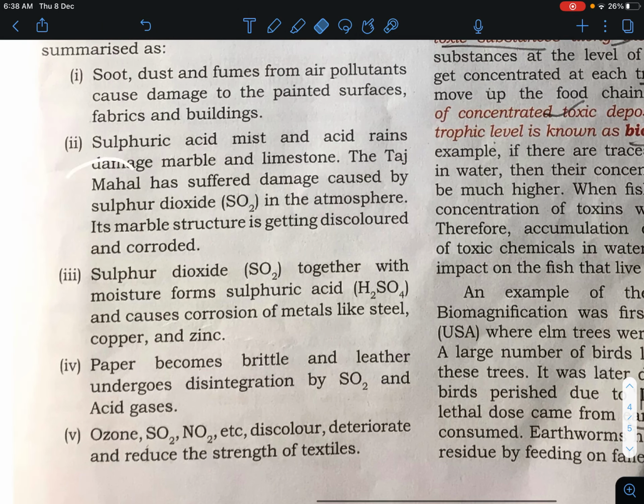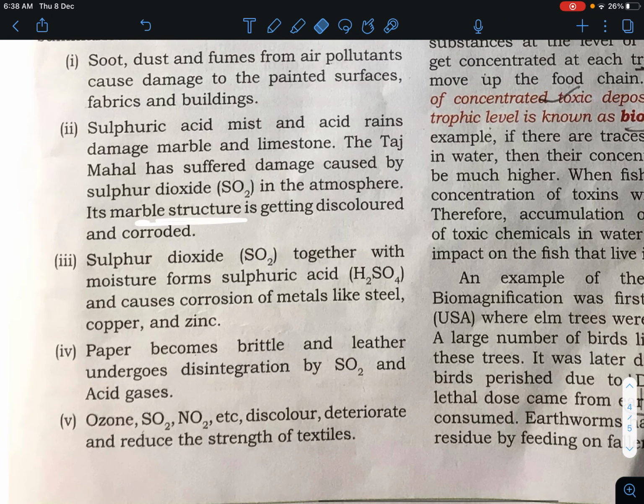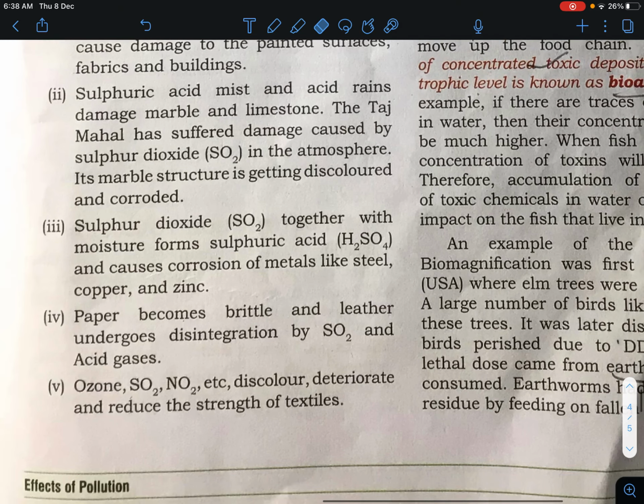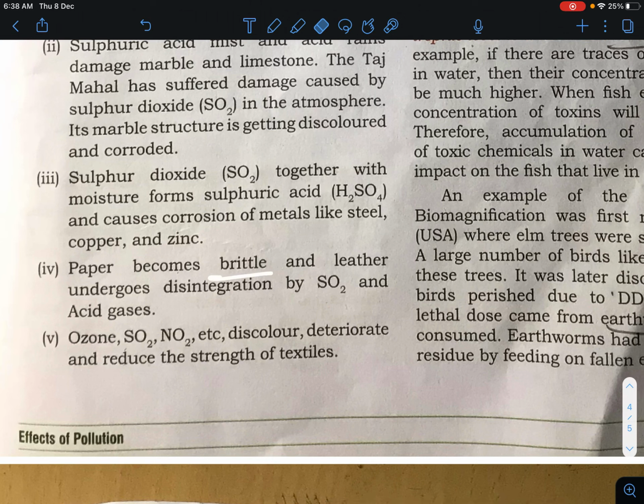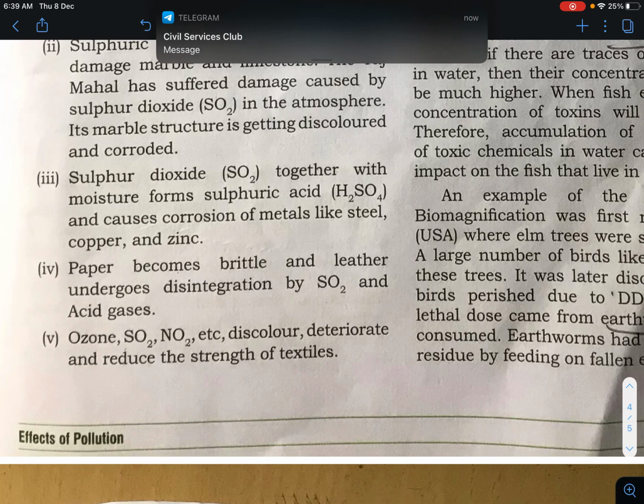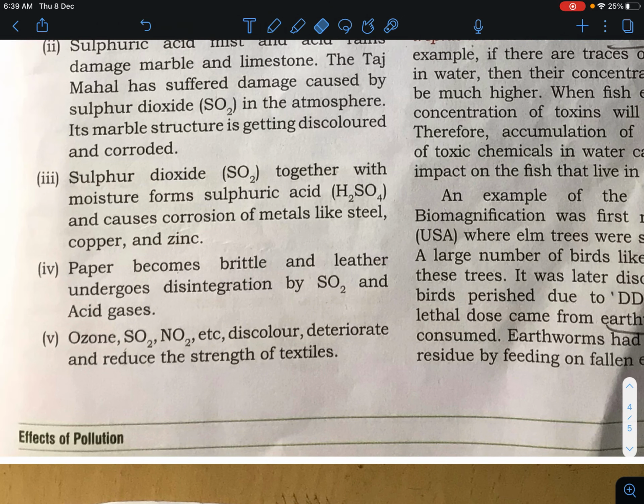The Taj Mahal is the best example of this. It has suffered damage caused by sulfur dioxide in the atmosphere, and its marble structure is getting discolored and corroded. Sulfur dioxide together with moisture forms sulfuric acid, and it causes corrosion of metals like steel, copper and zinc. Paper becomes brittle and leather undergoes disintegration by sulfur dioxide and acid gas.